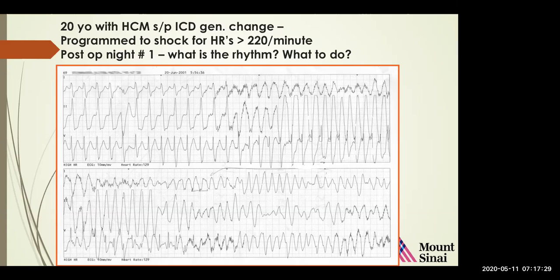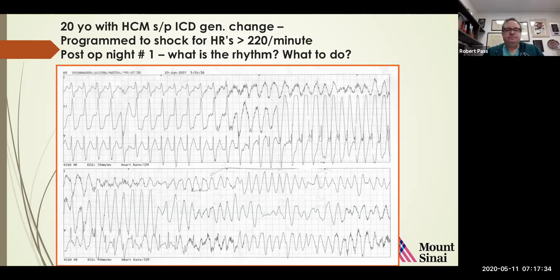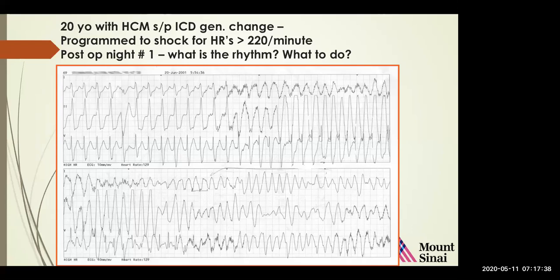So what do you think about this? What do you think about my ICD and what's going on here? So it's a wide complex QRS. Initially the heart rate's around 150, and then it switches to like 200, over 200.